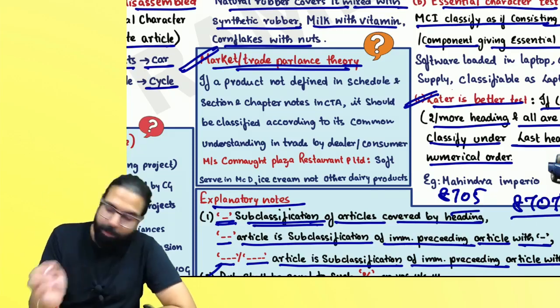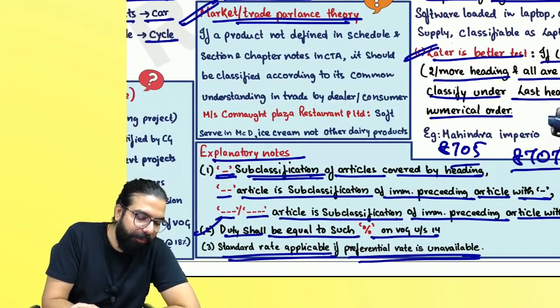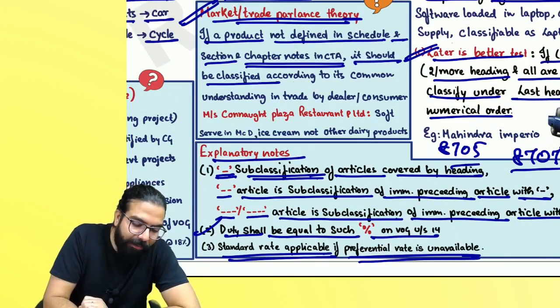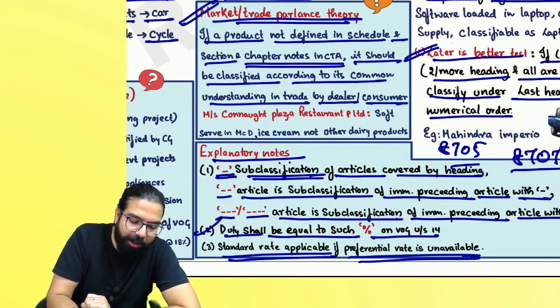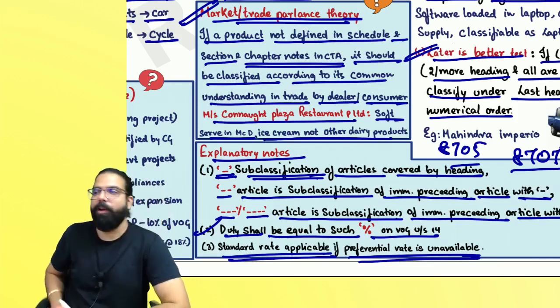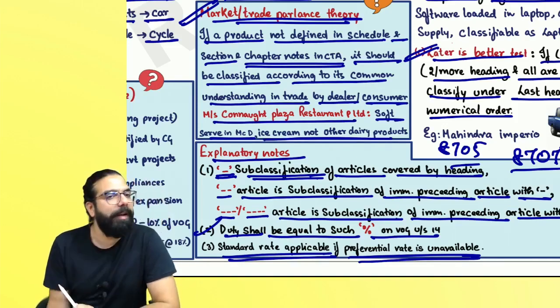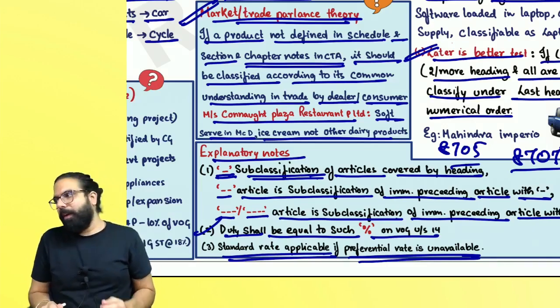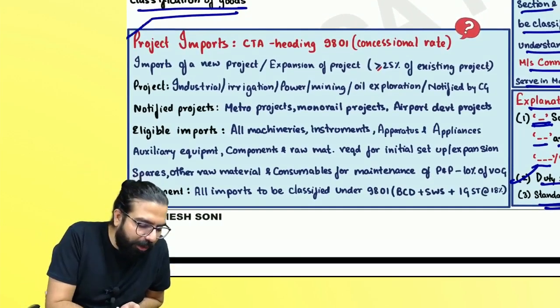So, Baba, whenever court has any problem, if a product is not defined in the schedule and section and chapter notes in the Customs Tariff Act, it should be classified according to its common understanding by trade or dealers or consumer. For an example, soft serve in McDonald's is ice cream and not other dairy product. Dabur Dant Manjan Lal is toothpaste and it is not an Ayurvedic medicine. Are we clear, everyone? The next one over here is project import.